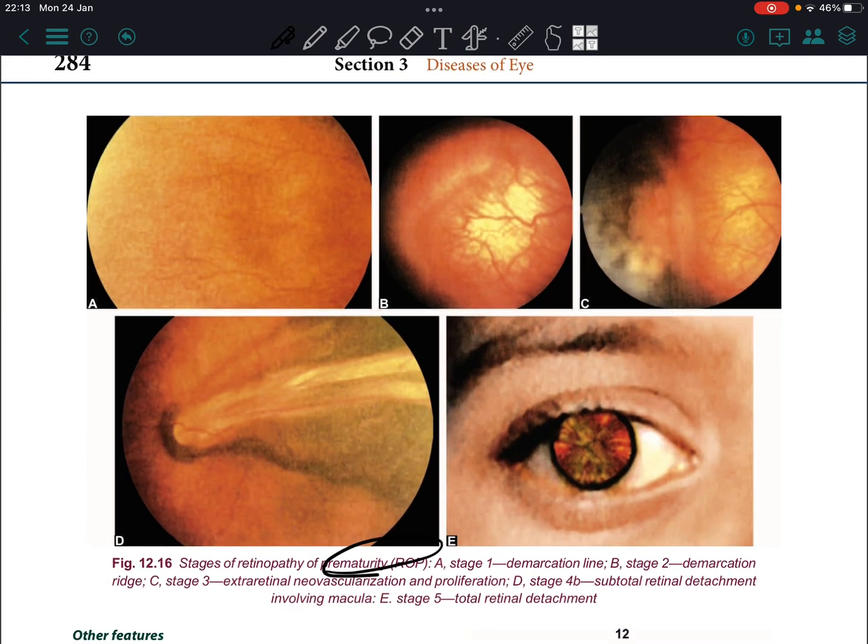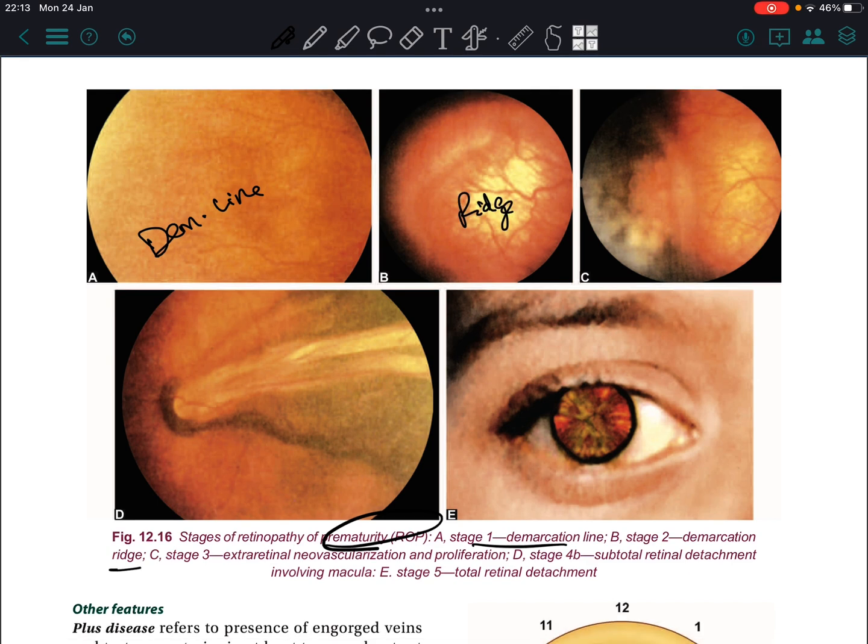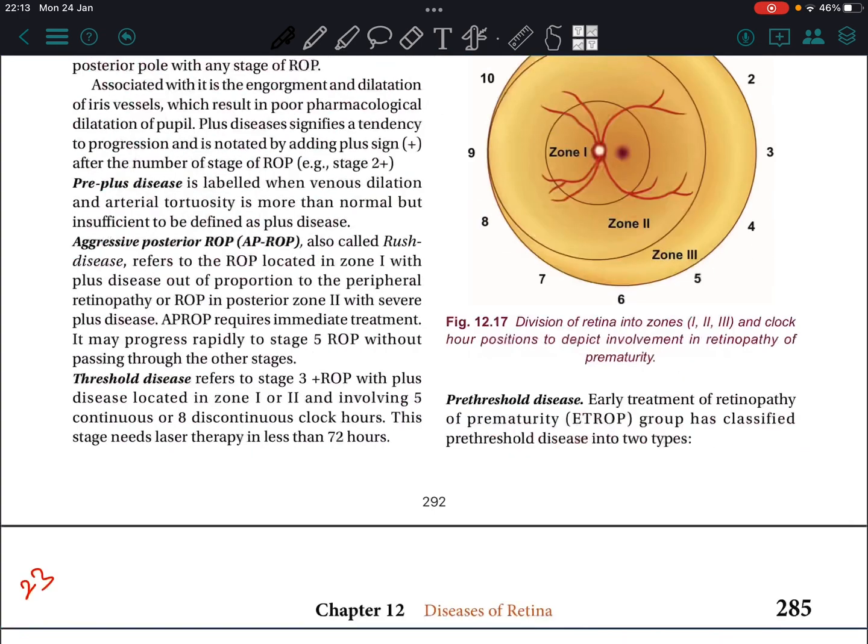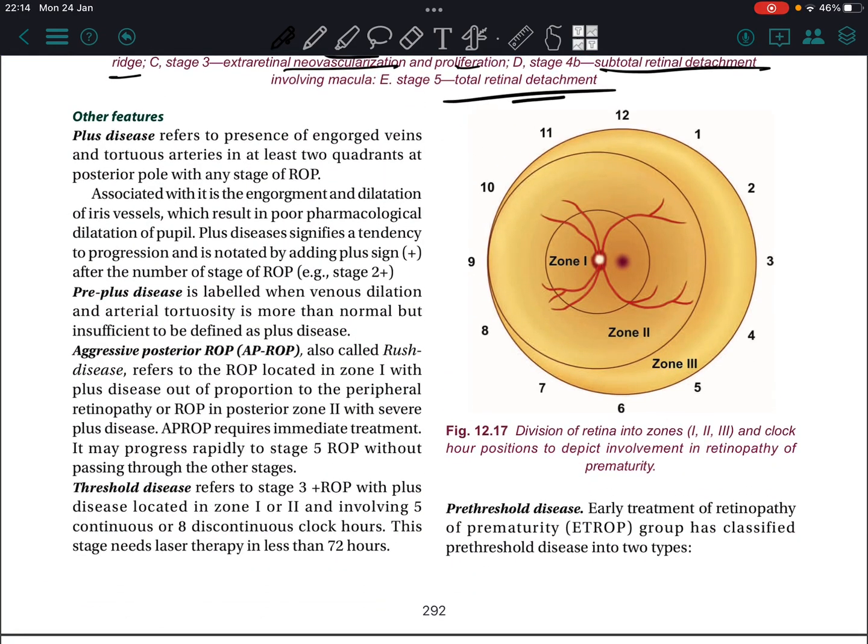Stages of retinopathy of prematurity. Stage 1: demarcation line. Stage 2: demarcation ridge. The line develops into a ridge with height and width. Stage 3: extraretinal neovascularization and proliferation. Stage 4B: subtotal retinal detachment. Stage 5: total retinal detachment. Division of retina into zones 1 to 3 and clock hour positions to depict involvement in retinopathy.